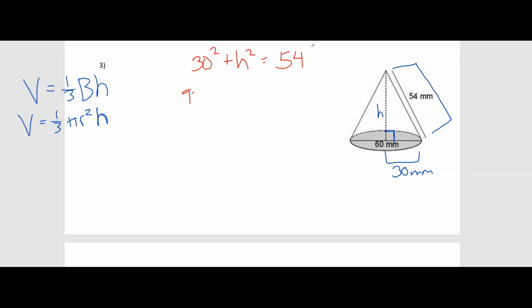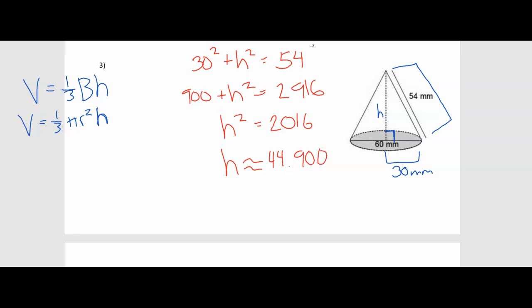So here we get 900 plus h squared. I have to break out the calculator for 54 squared. That gives us 2,916. Subtract 900 from both sides. I get h squared is equal to 2,016. And the square root of 2,016 is approximately 44.900. Again, I'm just rounding to 3 decimal places in the middle of the problem. I do believe it says to round to the nearest unit for our final answer.